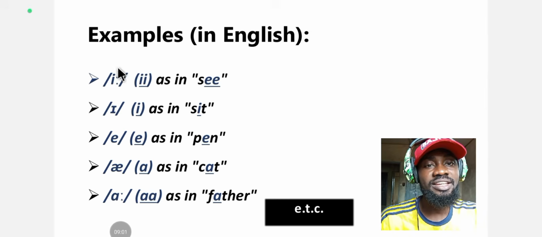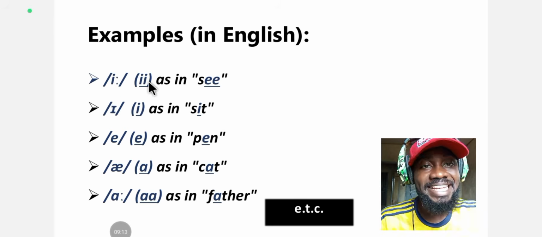Look at this one again. These two I you have here mean you are going to pronounce this I 2 times, because of these two dots you have here, this colon kind of stuff. You are going to pronounce it 2 times. E.